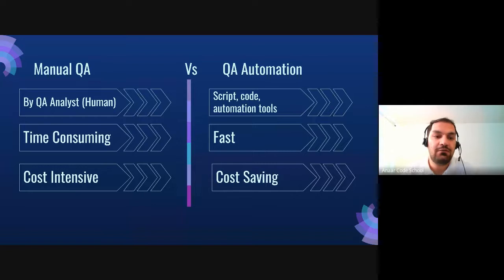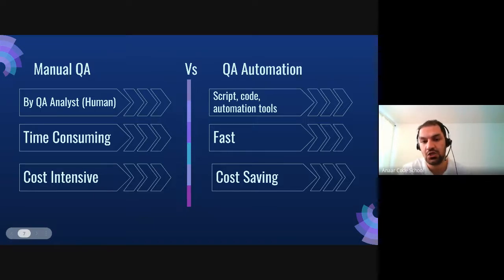The other big difference we talked about is that QA is done by QA analysts, and automation is done by scripts and automation tools. The other thing with manual QA is that it's time consuming, whereas automation is very fast. Manual QA is also cost intensive, so it costs a lot for companies to hire, let's say, 50 people to test the application.